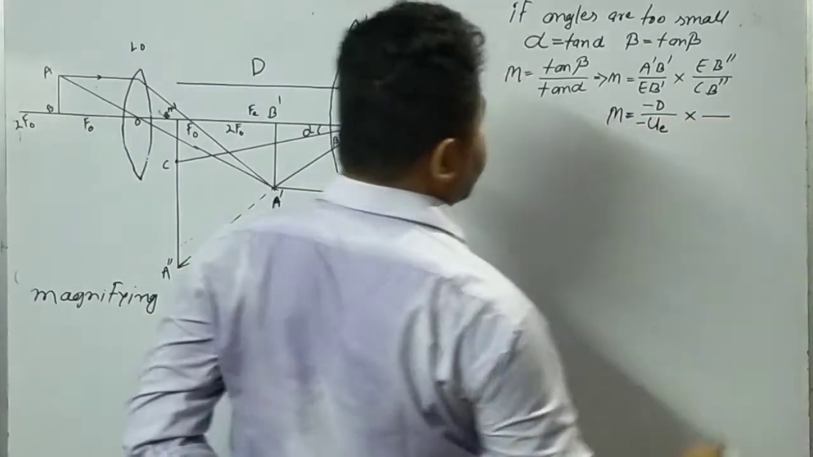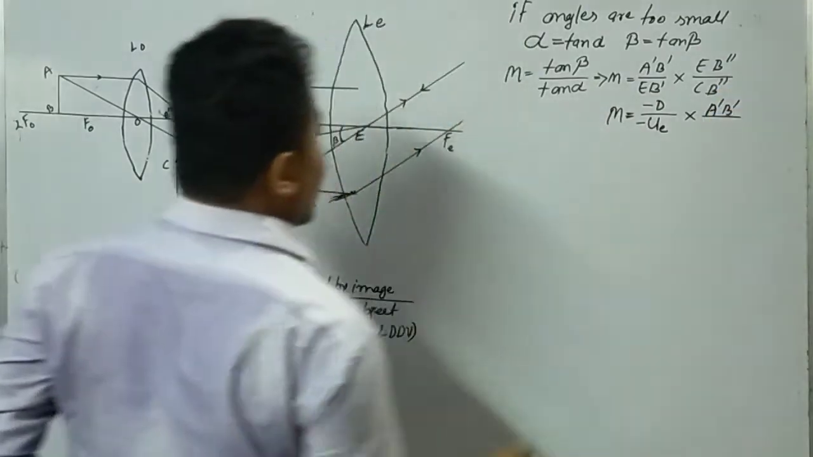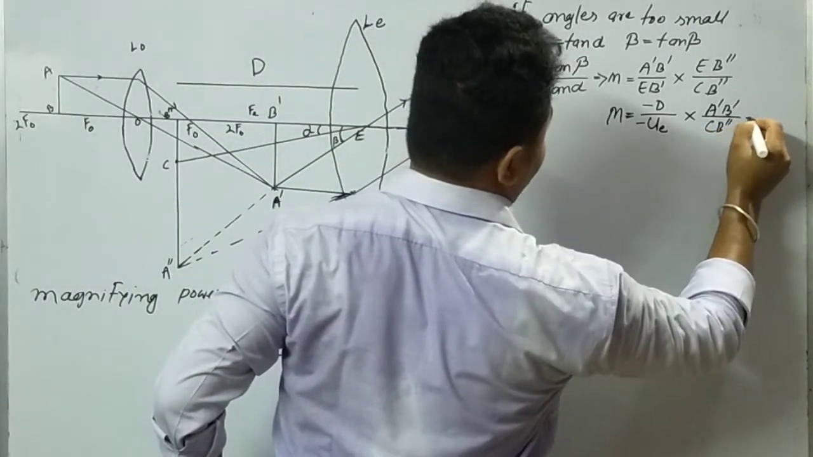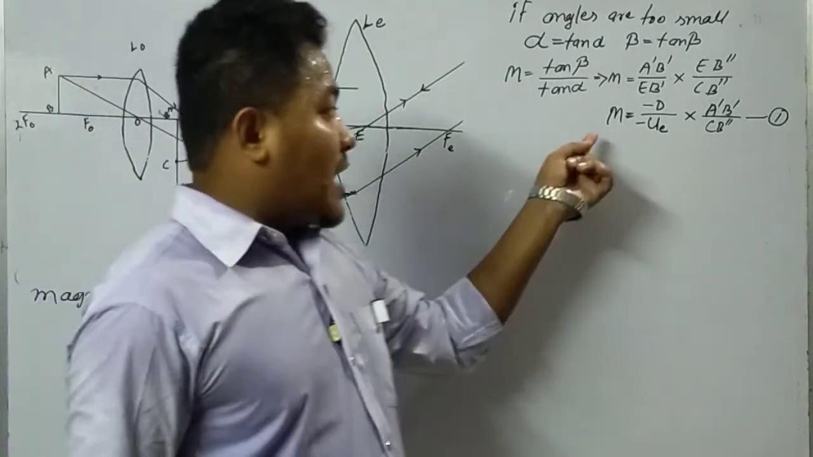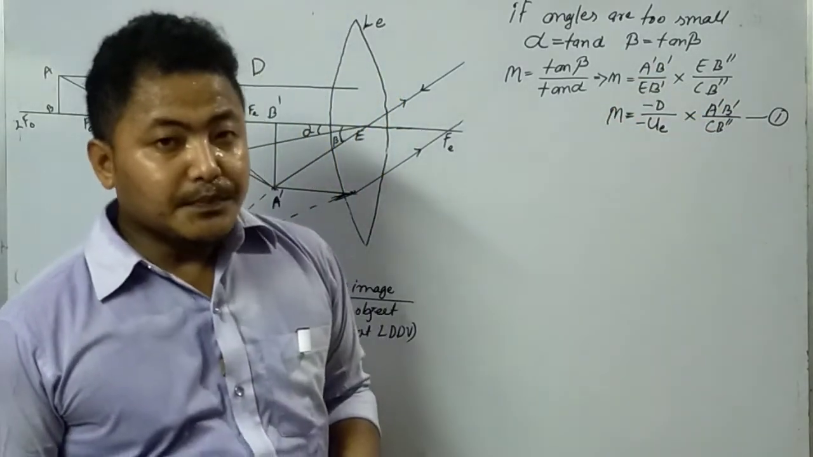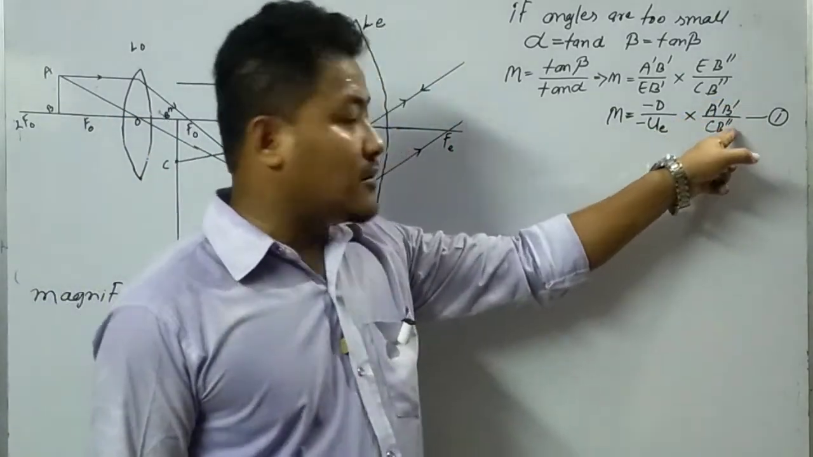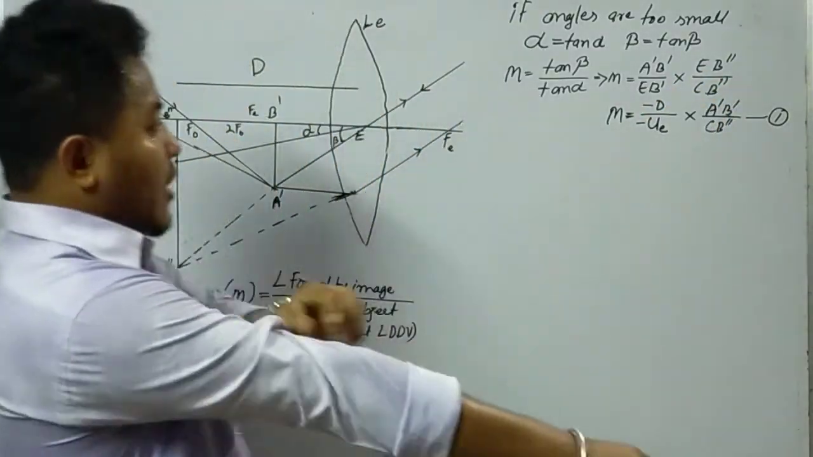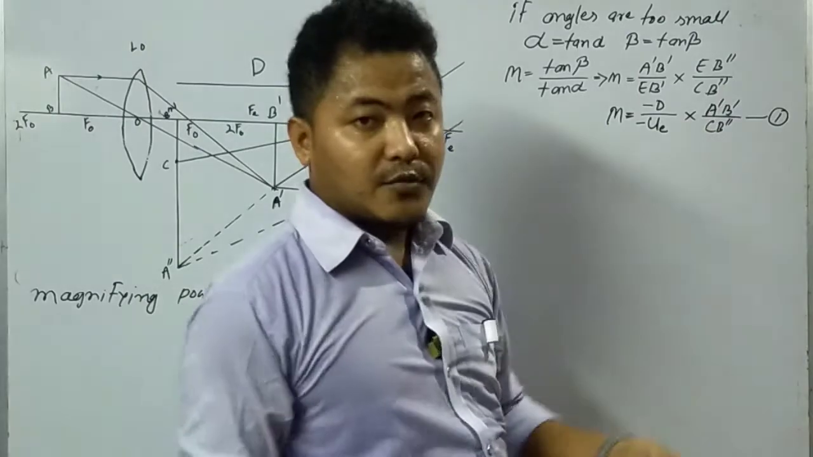So what is left now? A dash B dash is left, and below we have left out C B double dash. Since C B double dash also has no information, this is number 1 equation. Now M is equal to minus D by UE into A dash B dash by C B double dash. Since we have no information regarding A dash B dash and C B double dash, we have to find the value of A dash B dash by C B double dash. How can we find this value?